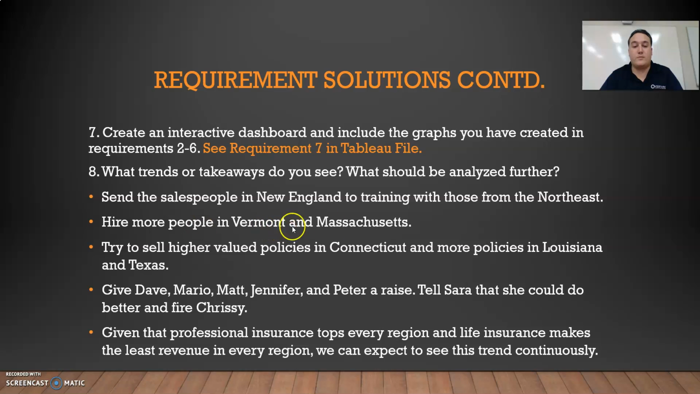Hire more people in Vermont and Massachusetts. Again, maybe that's the issue. Maybe they don't have enough people to make these sales, or maybe the population's not big enough to where they can make these sales, and that's why that is proportional the way it is.